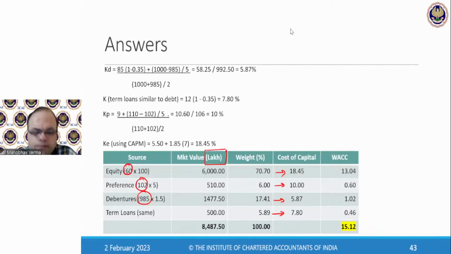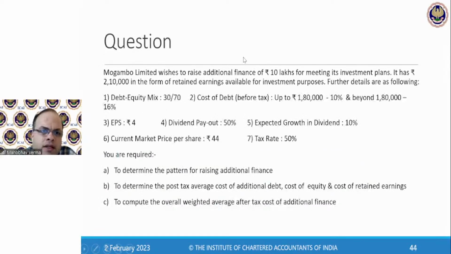Okay, so moving ahead, guys, let's target one more practice question for cost of capital, and I think that would be good enough for you guys. The question on my screen starts with Mogambo Limited, right? Don't worry about the other Mogambo. So let's see what this question is talking about.